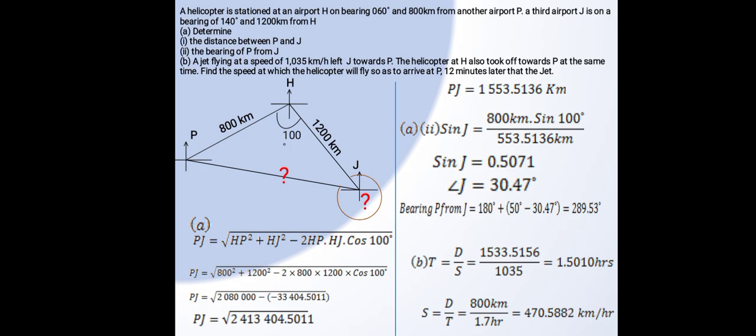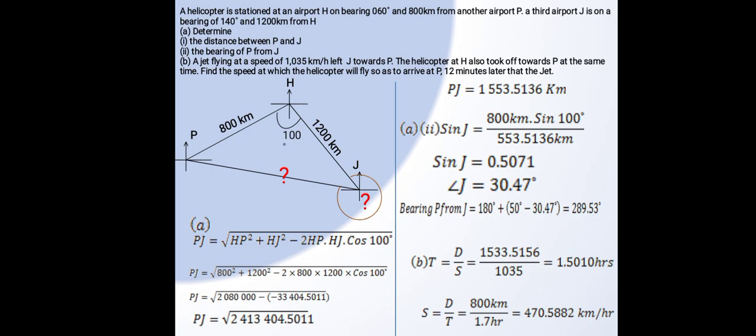Now I've sketched that diagram. Look at the PJ, where PJ is. Now that distance. Since we know the distance PH and HJ and the angle H, that distance can be calculated using the cosine rule, and we get it to be 1,553.5136 kilometers.